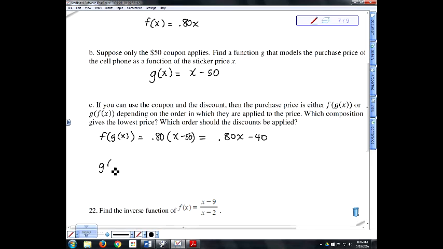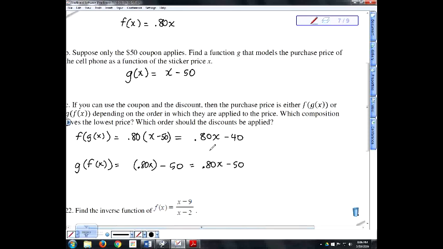g of f of x, now the f function is going inside of the g function. So the g function has x minus 50, so that's parenthesis minus 50. And then the parenthesis gets filled in with the f function, which is 0.80 x, and that equals 0.80 x minus 50. So this one you pay 80% of the purchase price, and then you subtract $50. Both compositions have the customer paying 80% of the purchase price, but with g of f of x, you're subtracting more off at the end, $50 off rather than $40 off. So this is the better deal.